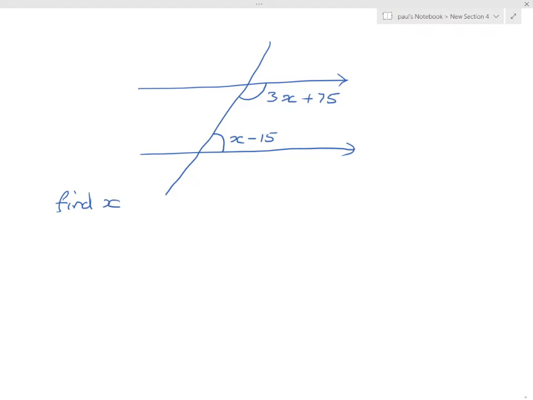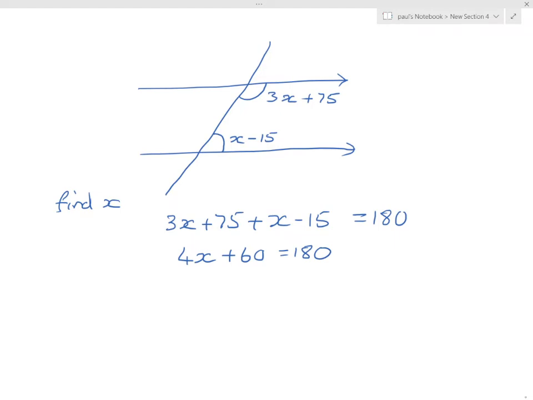Now the only way that you can do this is to know that both these angles together add to 180 because they are allied. So we've got 3x plus 75 plus x minus 15 will equal 180 degrees. So now we're down to the algebra bit. So we need to find out what x is. So first of all, we'll collect like terms. So we've got 4x, 75 take away 15 is 60, equals 180.